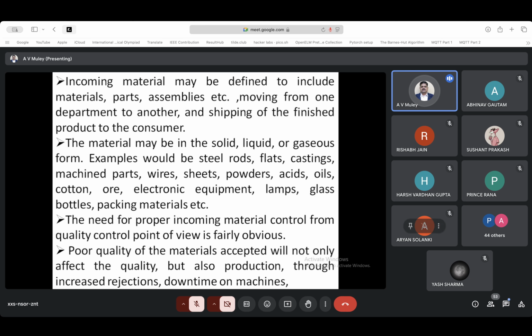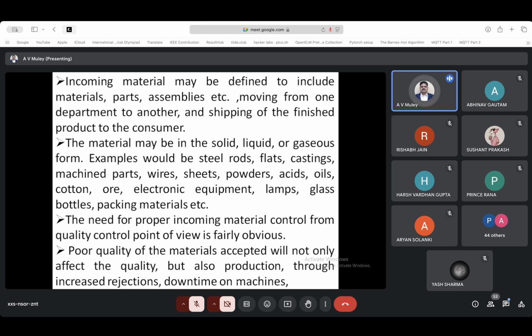Now this can be anything: material coming from outside, material going from one department to another department, and shipping of the finished product produced to the consumer can also be included. The material may be held in a solid, liquid, or gaseous form. Examples would be steel, rod, flat, casting, machine part, wire, sheet, powder, acid, oil, cotton, or electronic equipment, lamp, glass, bottle, packing material, etc. So material can be anything.